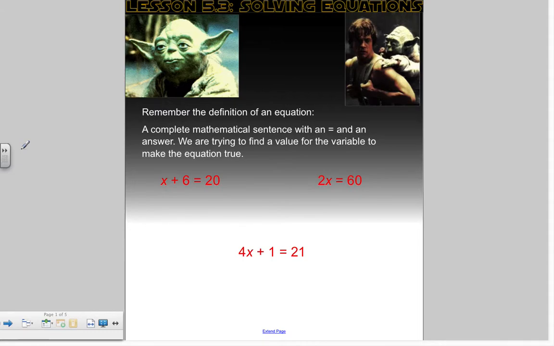Yes, it's lesson 5.3, solving equations, with help from Yoda and help from Luke and some others, as you will see as we progress through the video. So before we begin, we want to hear some words of advice from Yoda.